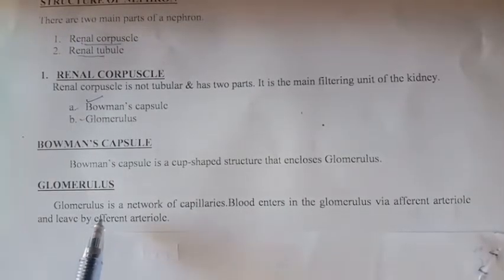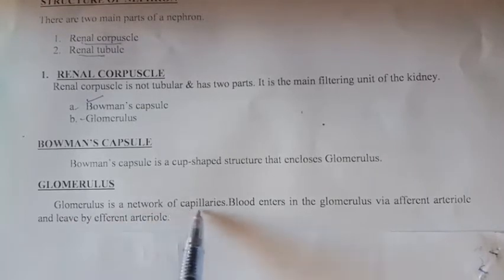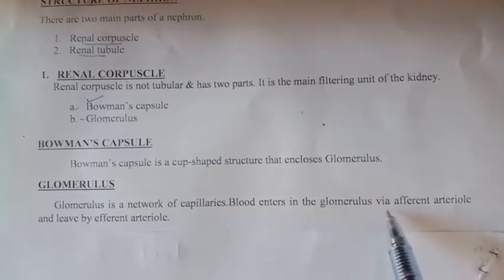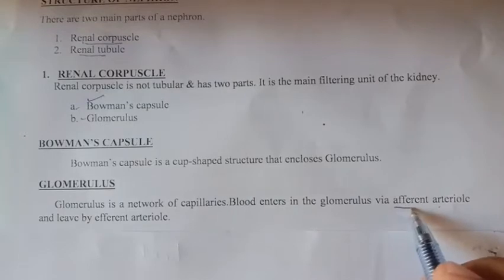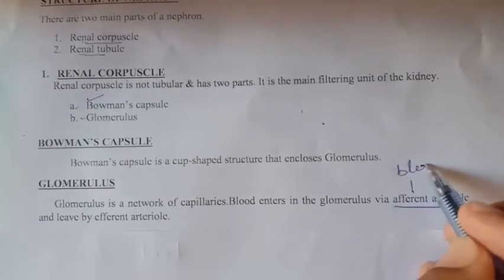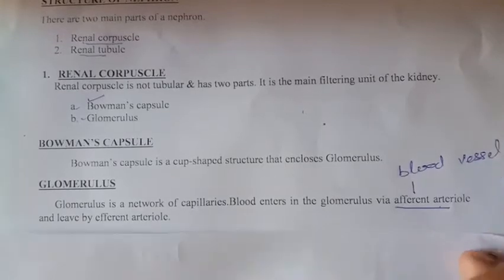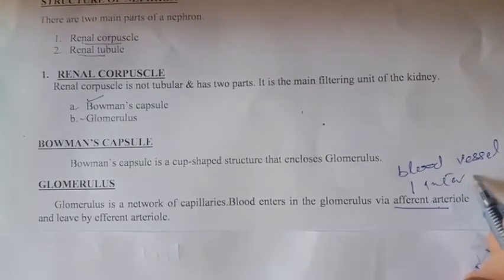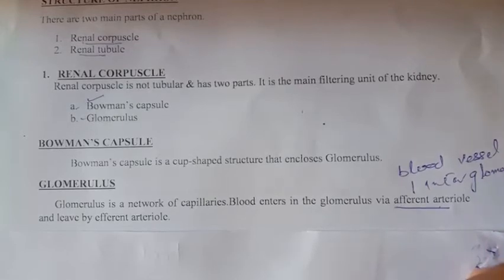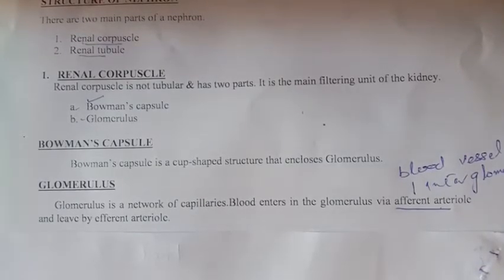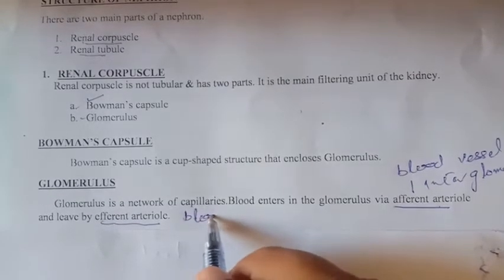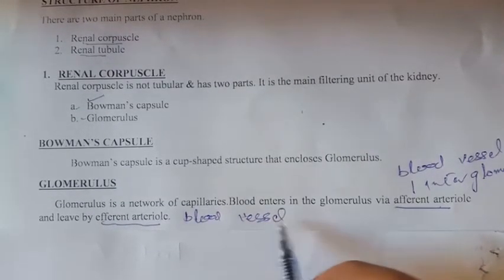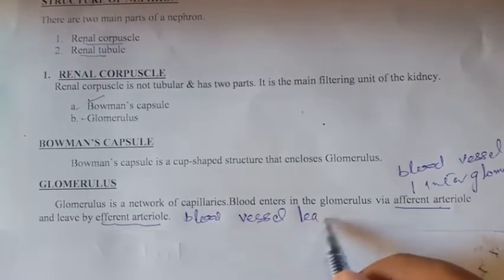Glomerulus, the second part of the renal capsule, is a network of blood capillaries. Blood enters the glomerulus via the afferent arteriole and leaves by the efferent arteriole. So what is meant by afferent arteriole? The blood vessel that enters the glomerulus is called the afferent arteriole, and the blood vessel that leaves the glomerulus is called the efferent arteriole.